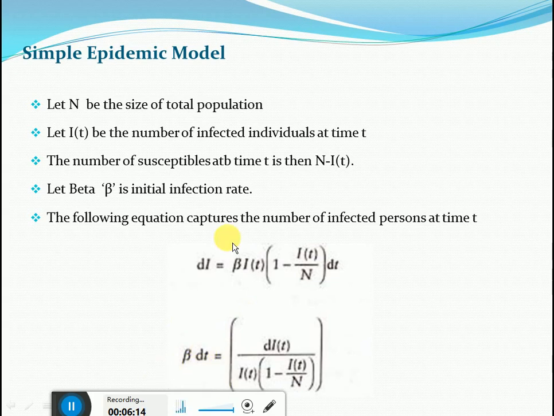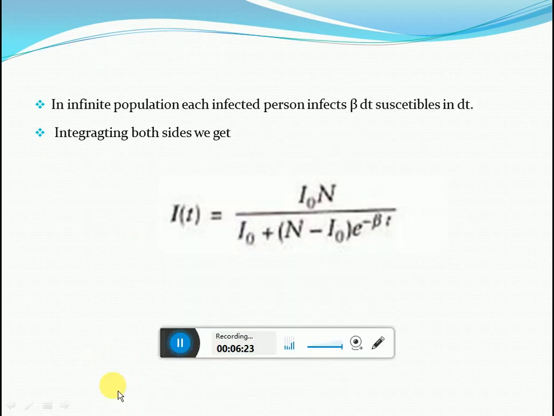After simplifying the above equation, I get this value which talks about the infection rate at time t. Now integrating the above equation, I get the number of people infected at time t, which is given by this equation: I(t) equals I0 N divided by I0 plus (N minus I0) e raised to beta t, where I0 indicates the people who are already infected. In this case, I(t) is the fresh value, whereas I0 is the previously infected people.